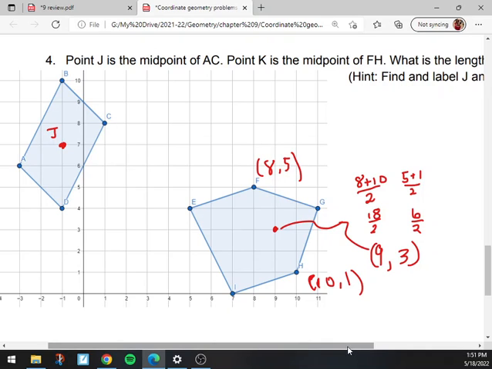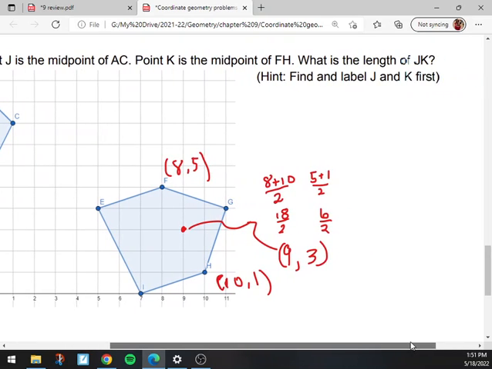The question actually asks, what is the length of JK?